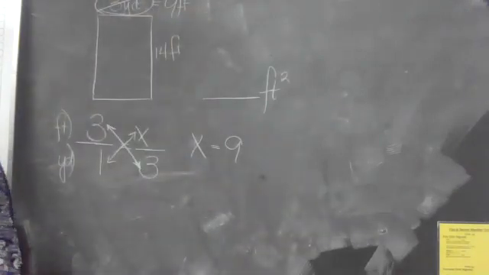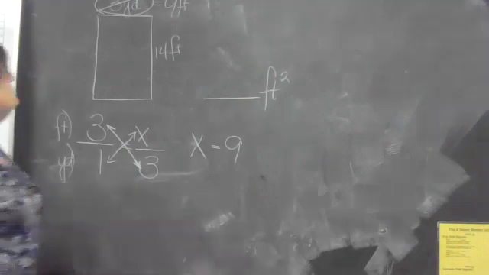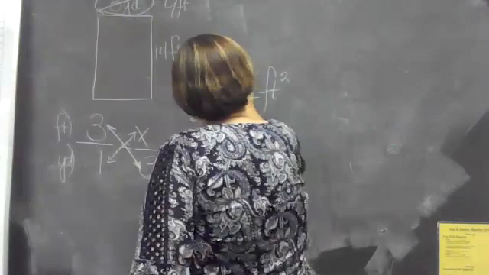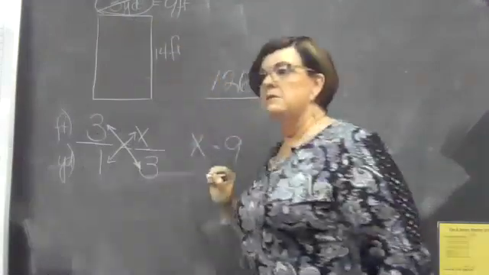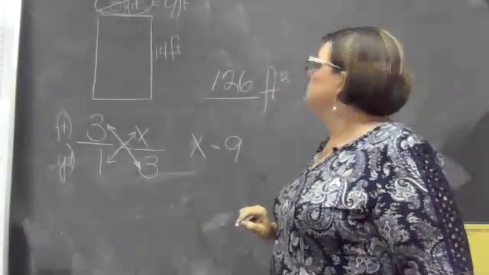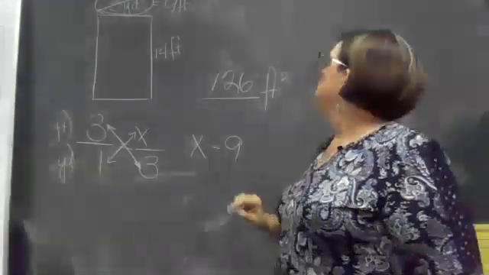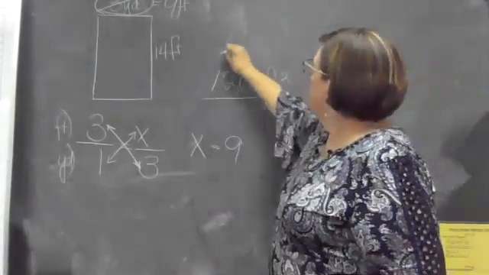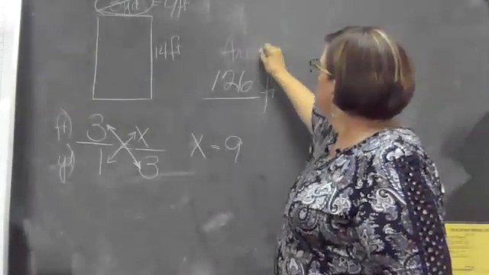Now you have common terms and you can multiply those. So I think it's 126, is that correct? Yeah. 126 feet squared is the area. Length times width.